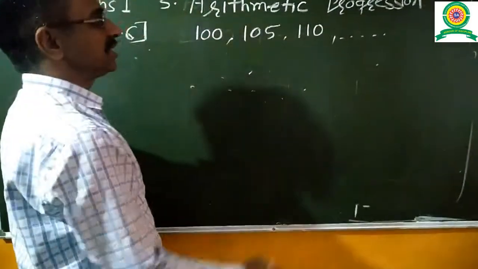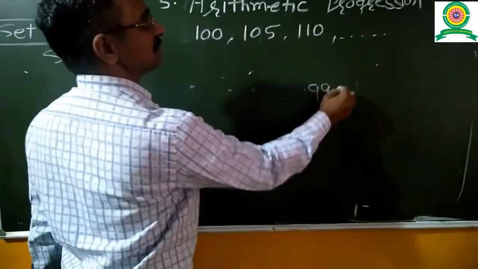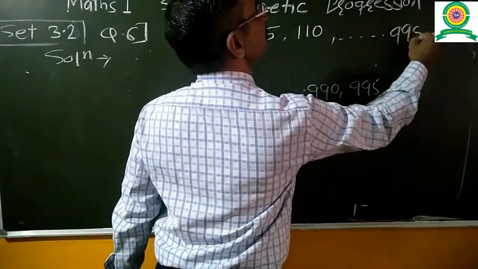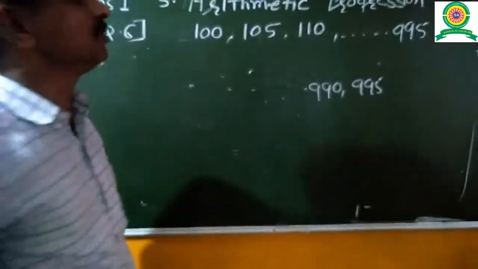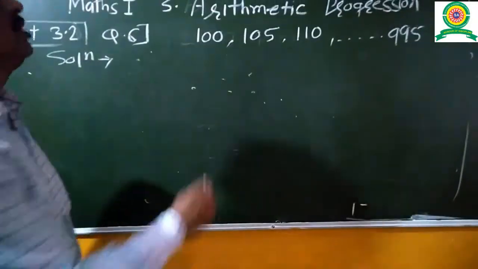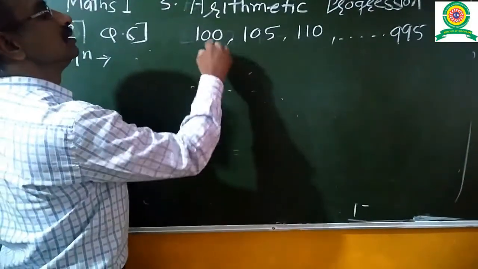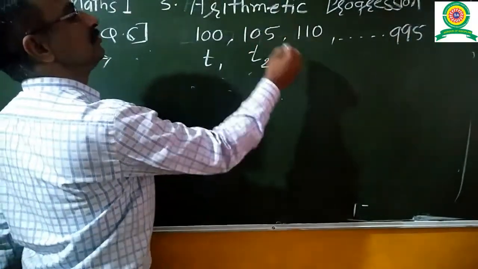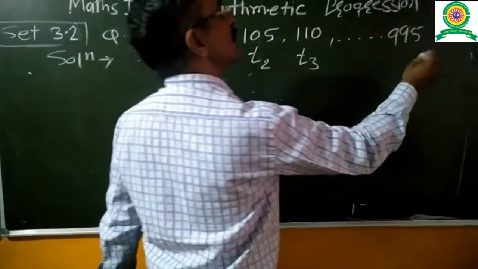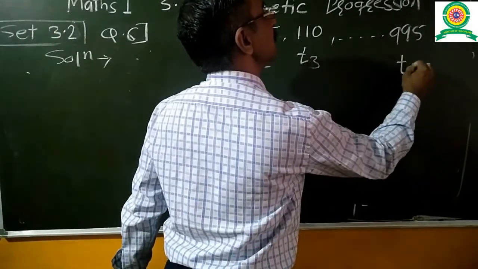The last number is what? 990 is also divisible by 5. Again 995, and then 1000. But 1000 is a 4-digit number. So the last number is 995. So we get the values T1 = 100, T2 = 105, T3 = 110 and so on up to 995.